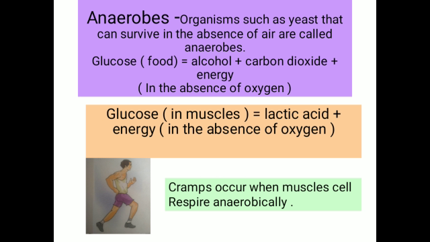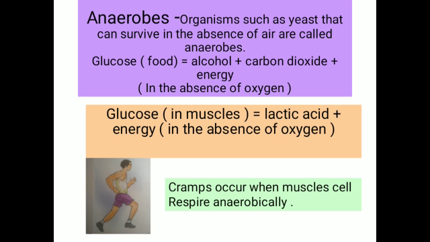Now what are anaerobes? The organisms such as yeast that can survive in the absence of air, meaning they don't require oxygen, are called anaerobes. They get energy through anaerobic respiration. In the absence of oxygen, glucose breaks down into alcohol and carbon dioxide. The formula of this is given. Glucose in the absence of oxygen breaks down into alcohol plus carbon dioxide plus energy.